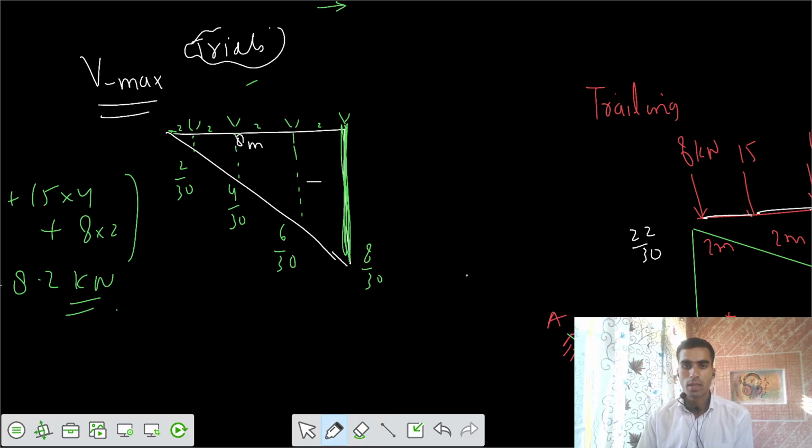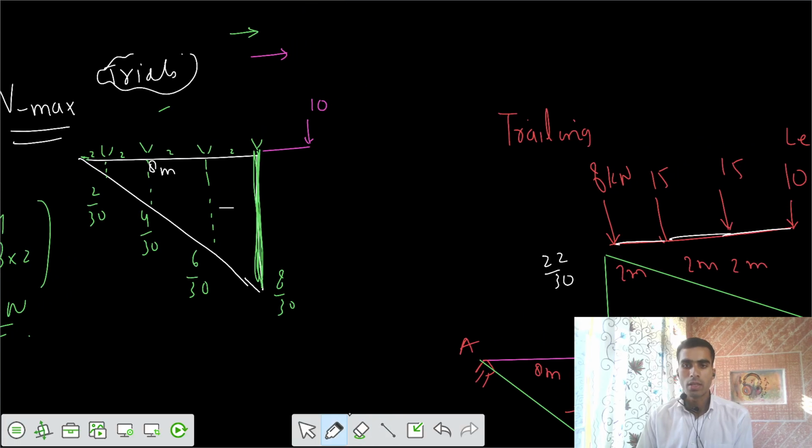Now I would say your 10 kilonewton, because we are moving in this direction, we are keeping here, 10 kilonewton on the positive side. Then we are keeping 15 kilonewton on the peak ordinate of the negative side, then similarly next to 15 kilonewton, and after that 8 kilonewton here. So for the 15 kilonewton our ordinates got increased.